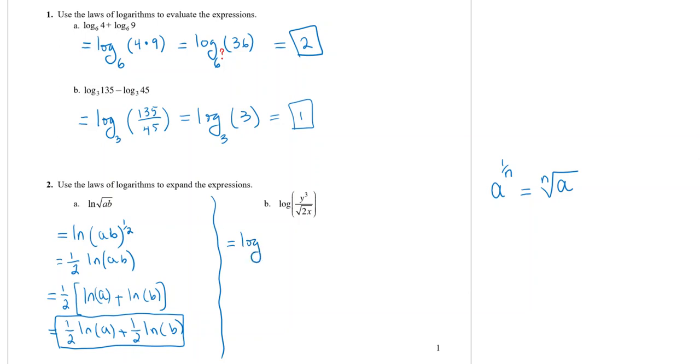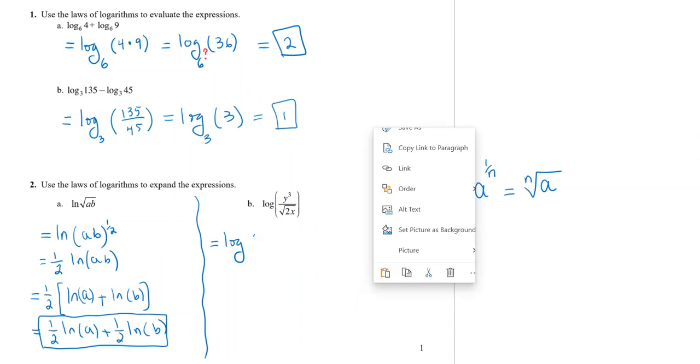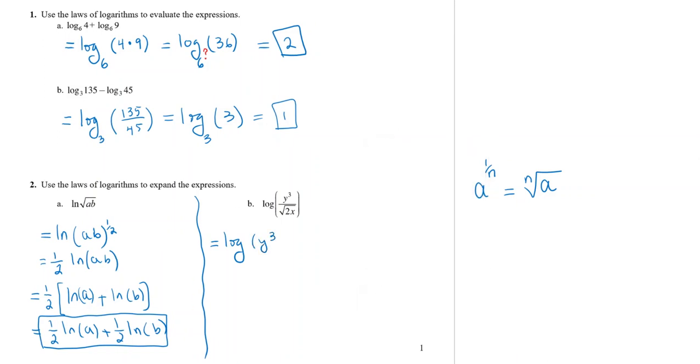And remember, log by itself means log base 10. We just don't write the 10. So quotient property tells us we can write this as log of top minus the log of the bottom. But this is not considered completely expanded yet. We can't have any powers on any variables that can come out, and also no products or quotients if we can simplify.